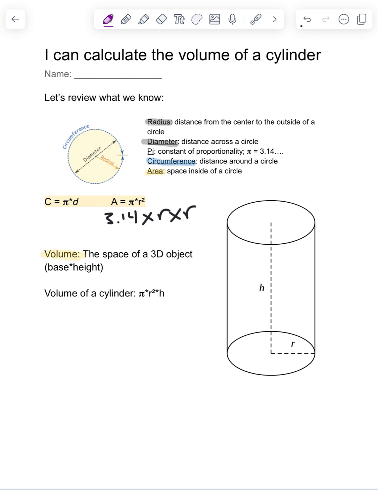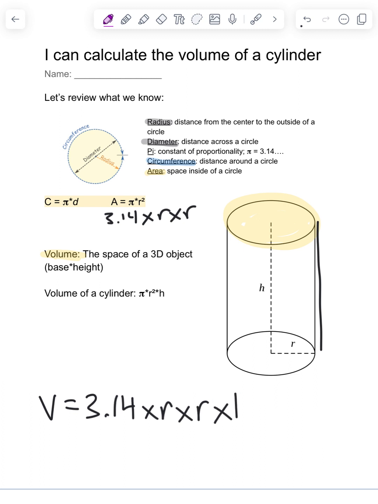Volume is the space of a 3D object. So the area of the base, which we know how to find, and then multiplied by the height. So we're going to use the formula we already have, 3.14 times r squared, and then the only thing we have to do is multiply that by the height.